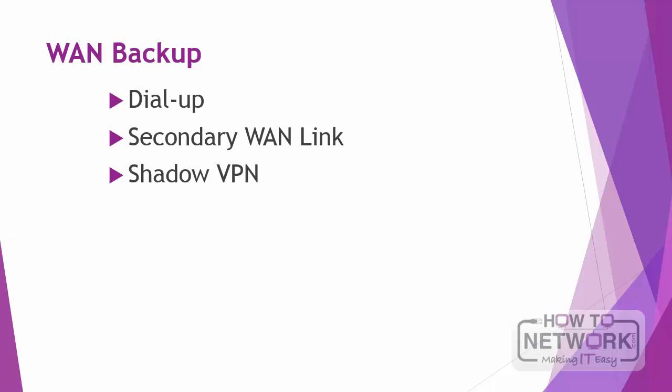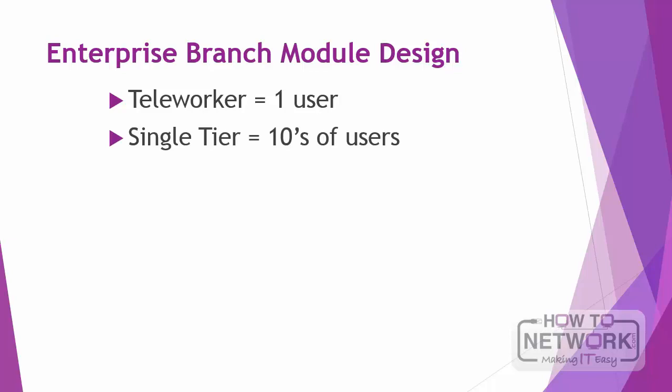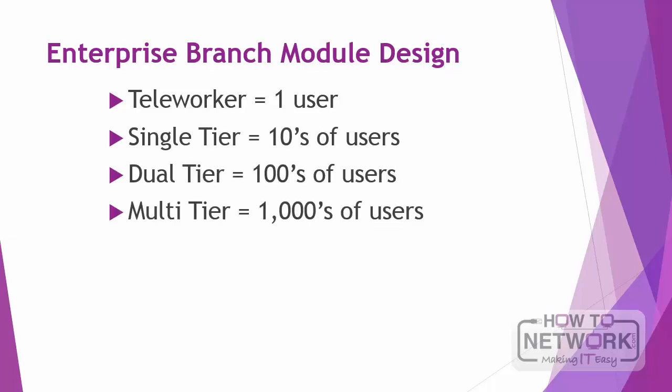Finally, let's talk about the enterprise branch module. Branch modules are sized based on the number of users they need to accommodate. For example, the enterprise teleworker, which is generally one user, single tier, tens of users, dual tier, hundreds of users, and multi-tier, thousands of users. As the number of users in the branch modules grows, additional layers might be needed.